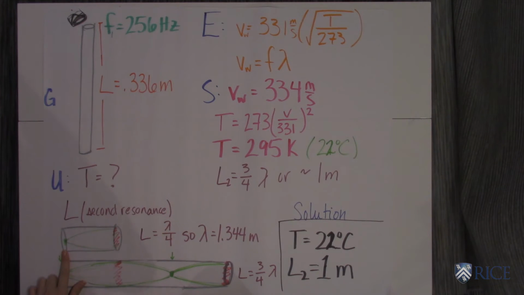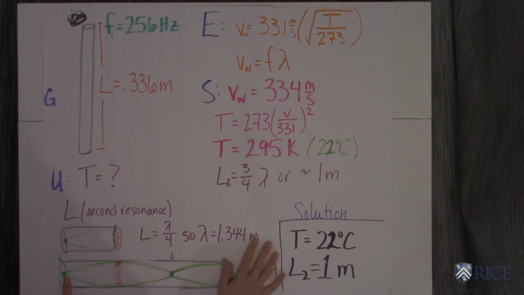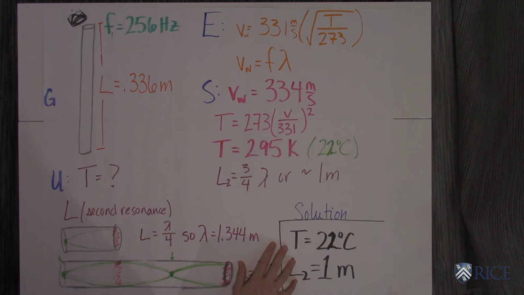So the first frequency that you're going to hear, the first resonance that you're going to hear at this frequency, is going to happen when you have one node and one antinode. And if you think about what a wavelength looks like, one node and one antinode is a quarter of a wavelength. So that's important. And this picture is going to be important when we do the second resonance. So let's figure out what the temperature in the room is, and then we'll talk about the second resonance.